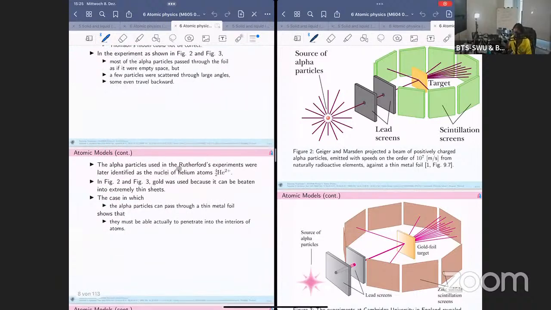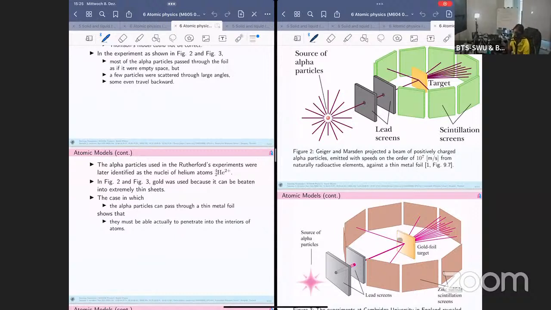Okay, the particles used in the Rutherford experiment were later identified as nuclei of helium atoms. It's known as an alpha particle. Gold was used because it can be beaten into extremely thin sheets, and alpha particles can pass through a thin metal foil, which shows that they must be able to penetrate into the interiors of the atom.